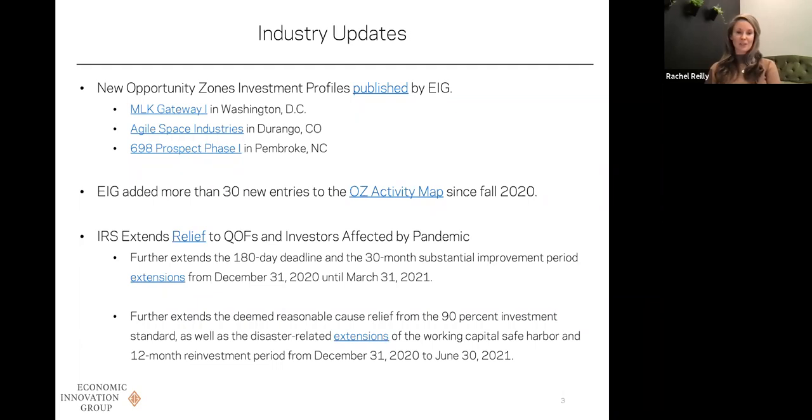Third, it's definitely worth mentioning that the IRS recently extended measures that were announced in June to really provide relief to opportunity funds and investors. And so we've linked to that updated notice from late January, so you can go check that out there.